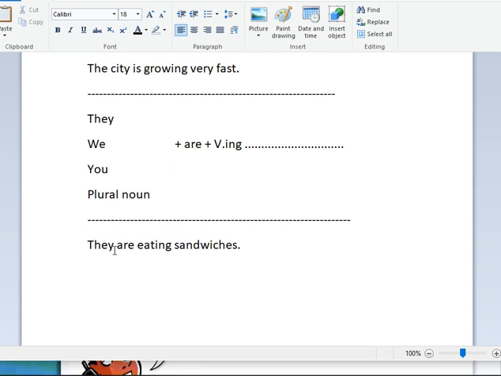For example, you will write, we are going, we are playing guitars. For example, you say, you are laughing.